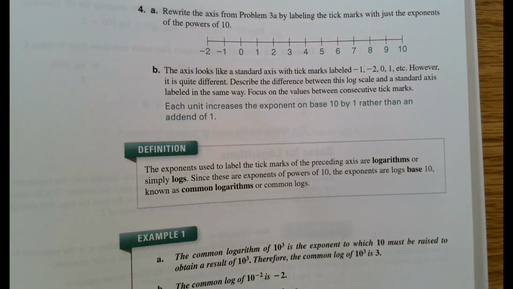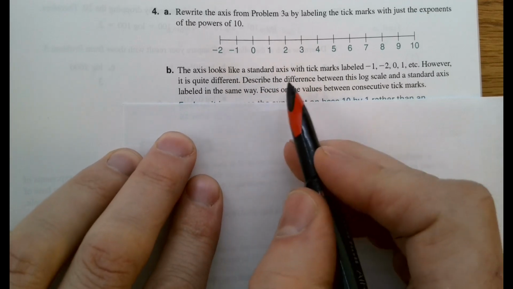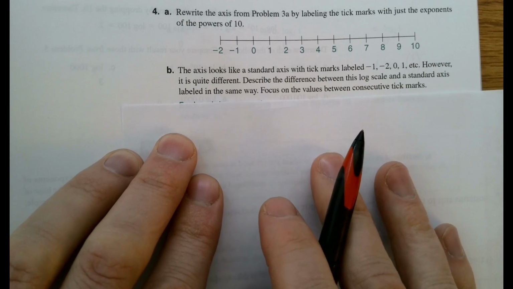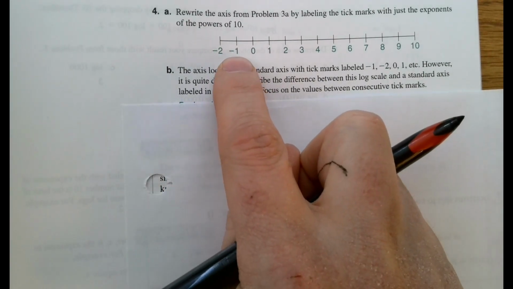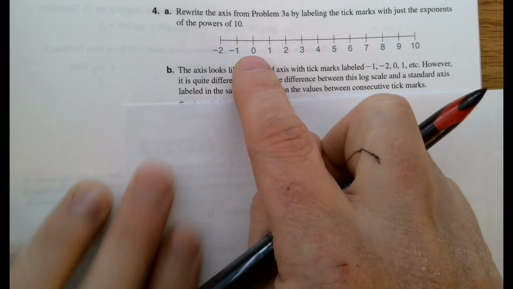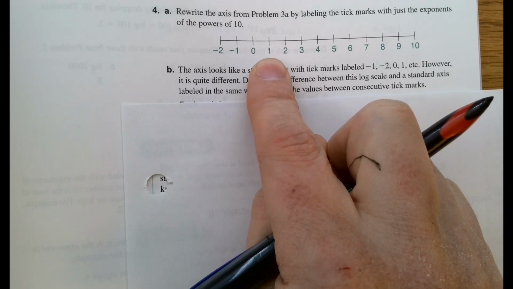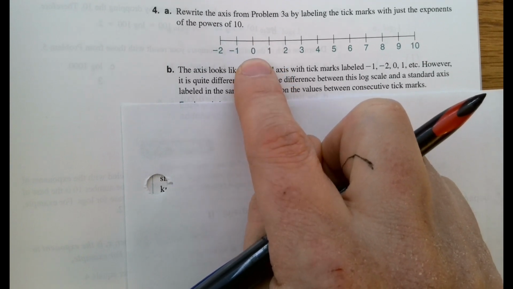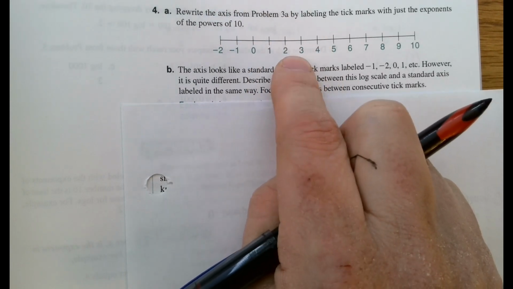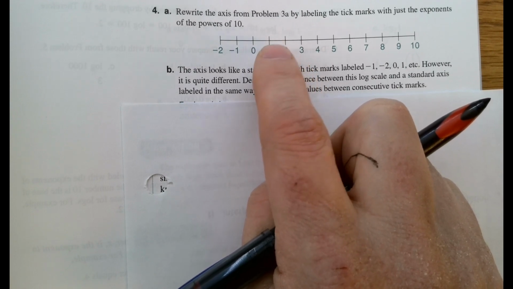So the issue with this is they look exactly the same, right? The axes look like a standard axis with tick marks labeled from negative 1 to 0. However, it's quite different because the amount of units between these are powers of 10. So when I march from 0 to 1, I've actually gone 10 steps. I went from 10 to the 0, being 1, to 10 to the 1, being 10. And then when I go from 1 to 2, that's another product of 10 steps, right?